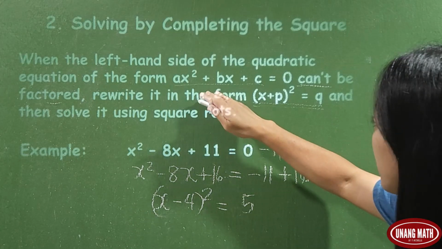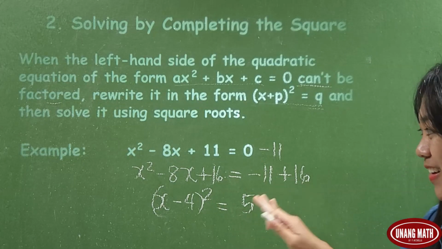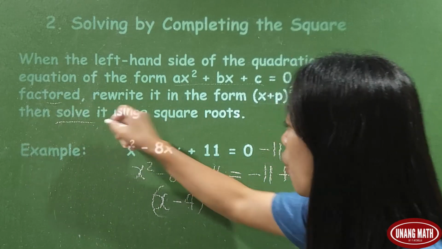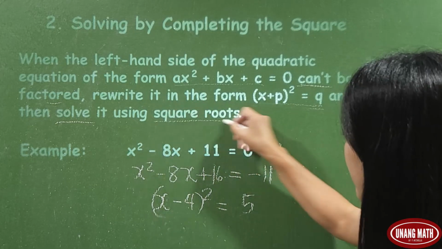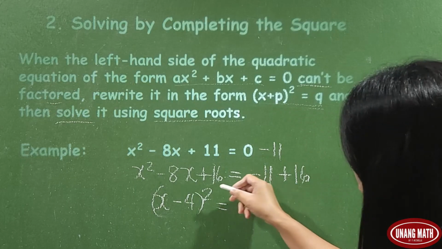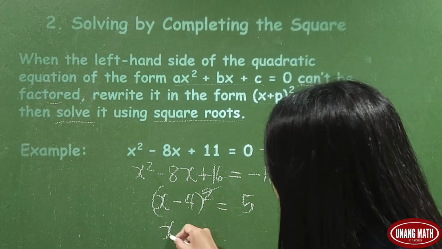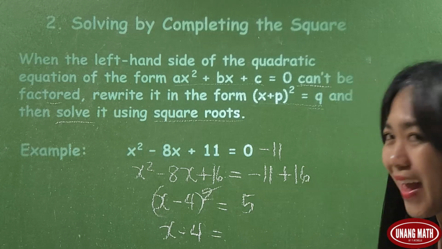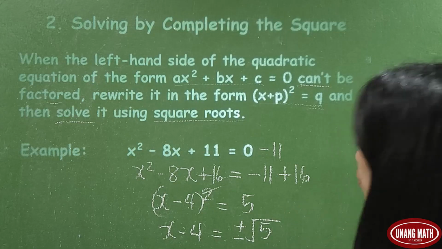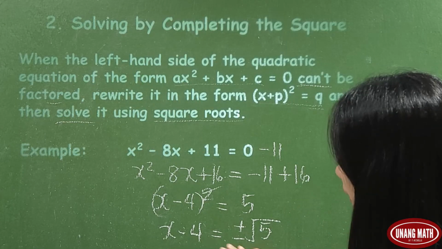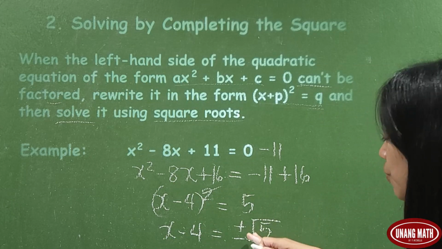So this is now in this form. We used completing the square, and now we are ready to solve this equation. How are we going to solve this? Using square roots. So we're going to remove this exponent 2. So x minus 4 is then equal to positive or negative square root of 5. The value of x minus 4 is positive or negative square root of 5.